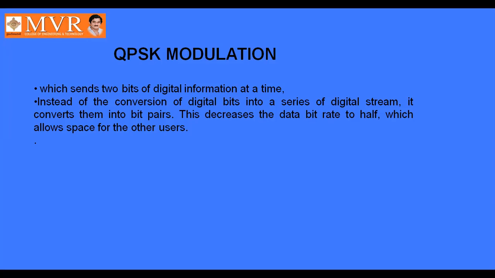So all of you clear this? QPSK modulation means here we are grouping 2 bits. For example, in PSK modulation, 0 is treated as one group and 1 is treated as another group. But in QPSK modulation, we are combining 2 bits. What is the advantage of combining 2 bits? This decreases the bit rate to half and allows space for other users. So this is about QPSK modulation.